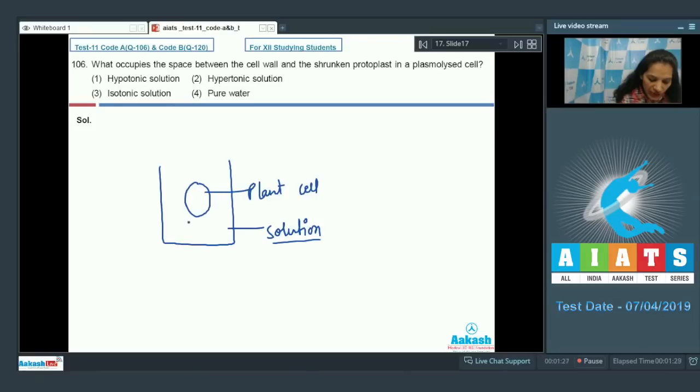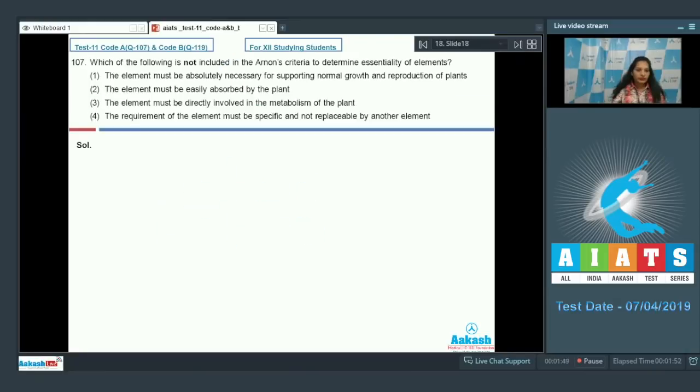If the cell has more water as compared to the solution, water will move out, and the space between the cell wall and the shrunken protoplast will be occupied by the hypertonic solution. So the correct answer for the given question is option number 2. Let's move to the next question.